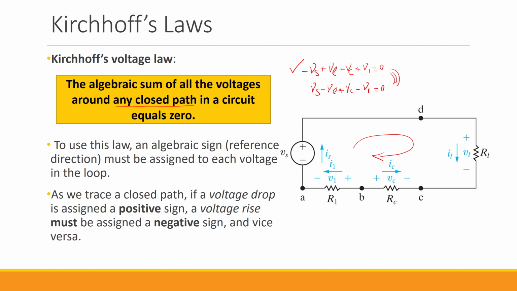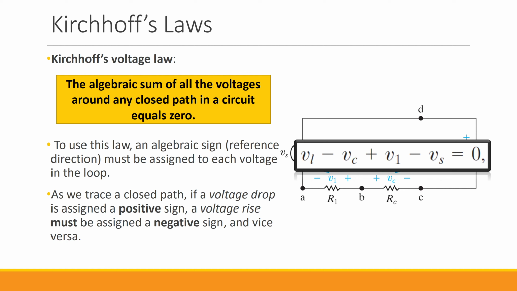So now that we have this, this is the equation that we can come up with, going through the closed path element by element and finding the algebraic sum of all the voltages across the elements in the closed path. So we have VL minus VC plus V1 minus Vs equals 0. This is the final equation that we want to have.